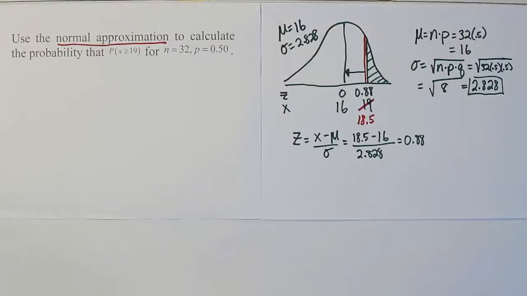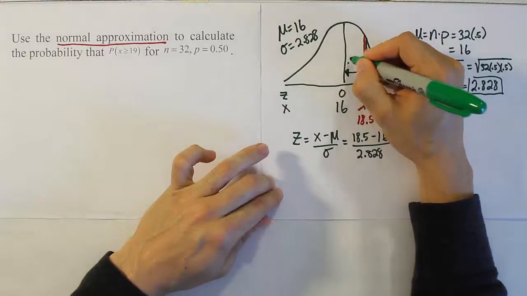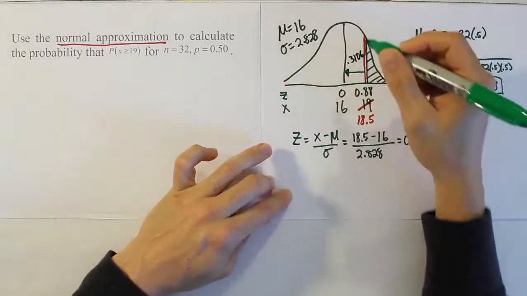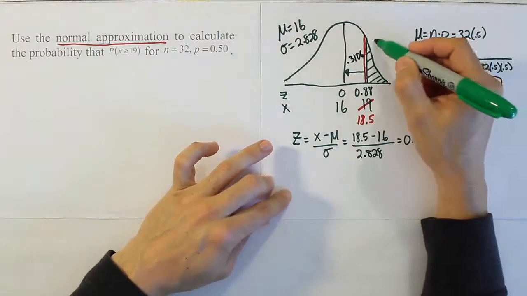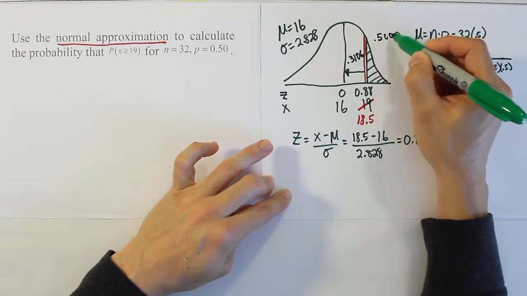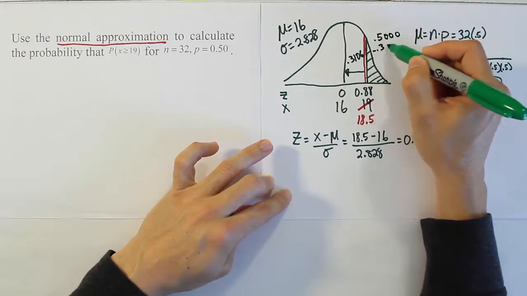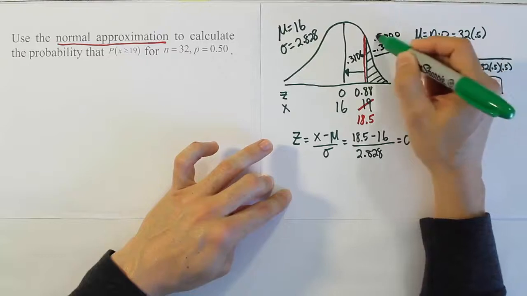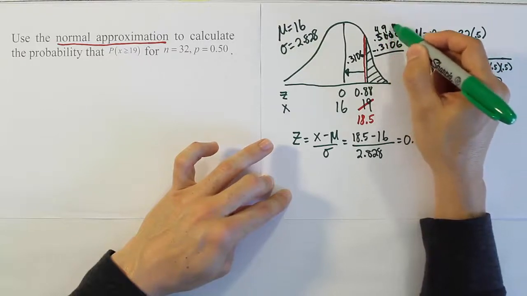Okay, so we found our answer to be 0.3106 here in the white space, and then the area in the tail, of course, is 0.5000 minus 0.3106. Okay, so let's do a little borrowing here.